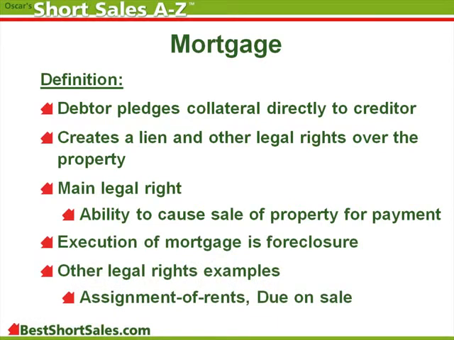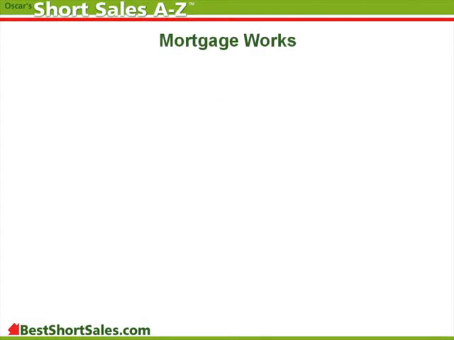An example of other legal rights a mortgage creates is the assignment of rents. This clause is drafted into most mortgages. In case of default, the creditor can collect rents directly from tenants. Another example is due on sale. This clause allows the creditor to demand full payment as soon as the property is sold. In its most pure and theoretical form, this is how collateralization by mortgage works.